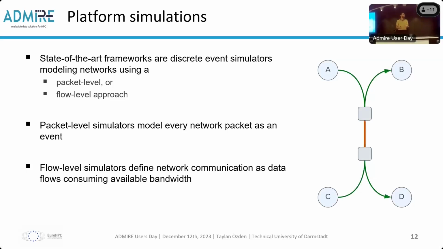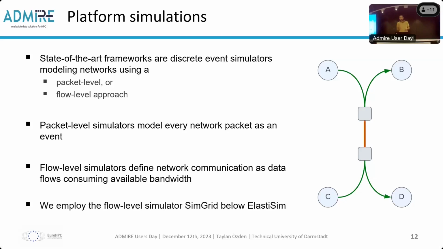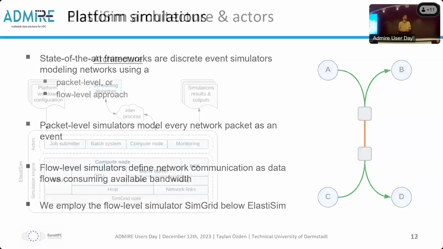But if now C and D, for example, introduce a new communication, you will see that in the middle between those two routers you will get some kind of congestion, and this is then modeled as a flow between those two routers. So what we employ is the flow-level simulator SimGrid, which is essentially our base below Elastisim for the discrete event simulation.